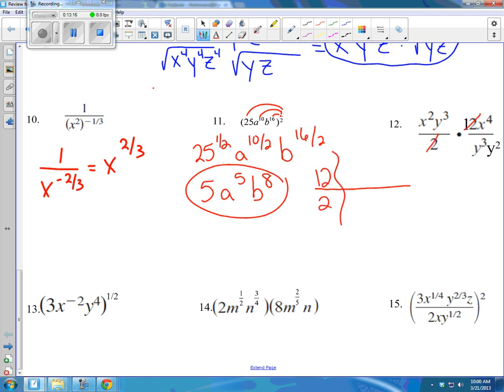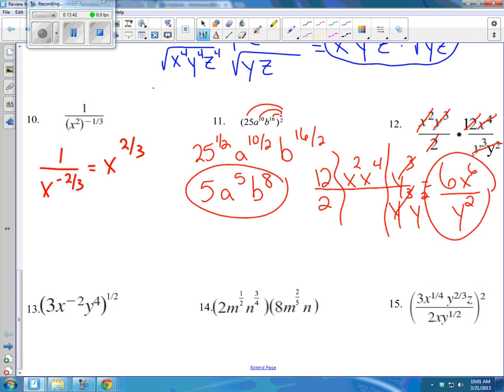I'm going to put my x's together, and I'm going to put all my y's together. And nothing is moving because there are no negative exponents. So as far as my answer goes, the 12 over 2 turns into a 6. I end up having 6 x's because I add the exponents. And in the y's, these y's cancel out, so I'm just left with the y squared on the bottom. And that's number 12.